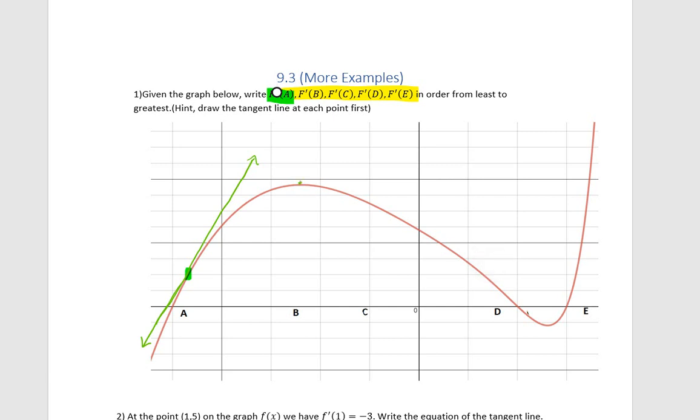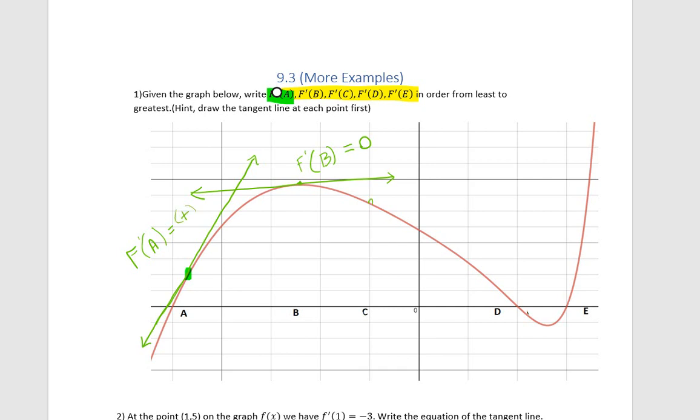So if we look at the tangent line at B, the slope of that tangent line is 0. We don't know the slope of this other tangent line. We could probably approximate it, but for right now, let's just make a note that f prime of B is 0, and for f prime of A, I don't know what the actual slope is, but if I look at it from left to right, it's going up, so I do know that it's a positive slope.